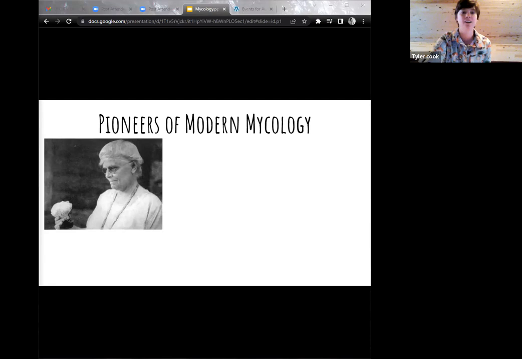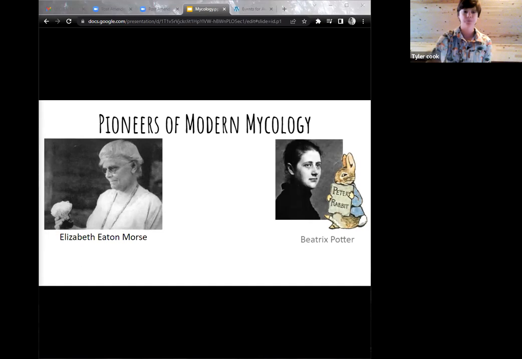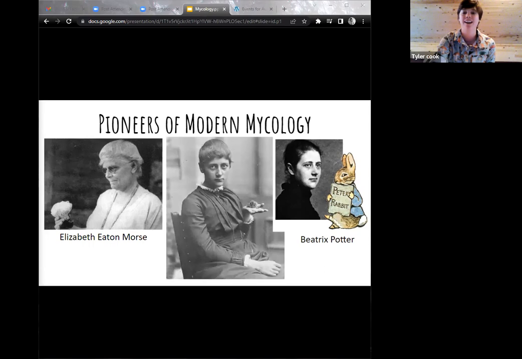So you may also know the name Beatrix Potter. She was the author of The Tale of Peter Rabbit, but she was also a significant mycologist. She made major contributions in the field in the late 1800s and early 1900s. And here's another picture of her that I absolutely adore. This is her with her pet mouse, which is just so cute.